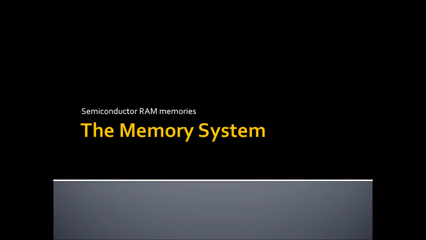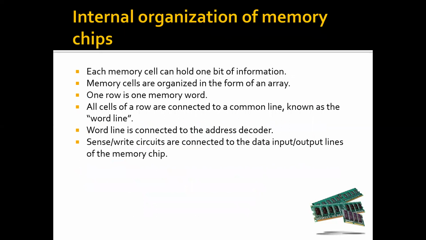So we will now discuss the semiconductor RAM memories. We say it's a RAM, a random access memory, because any memory location can be accessed in a constant time. Each memory cell can hold 1 bit of information. The memory cells can be thought of as a two-dimensional array, and each cell can hold 1 bit of information.